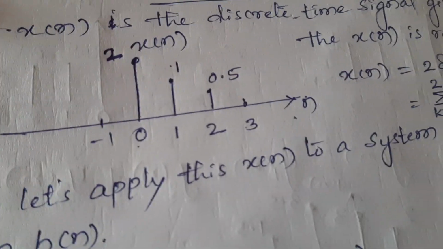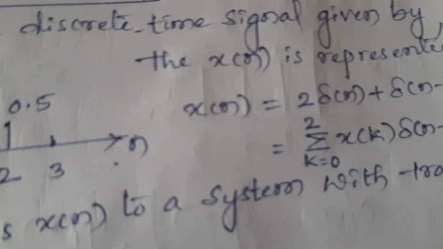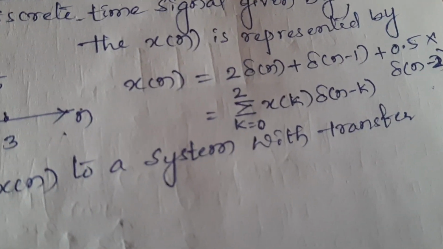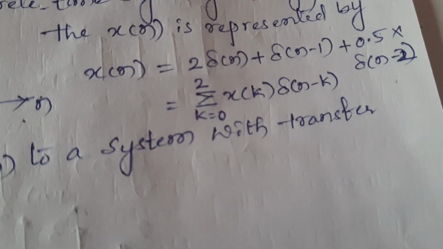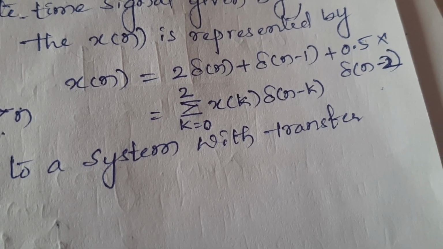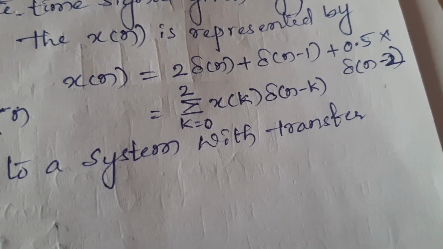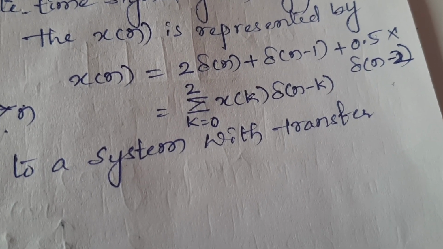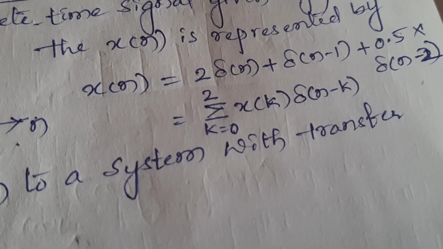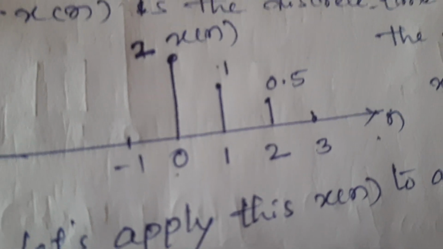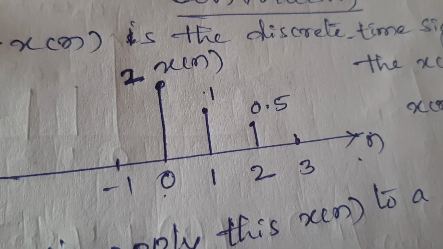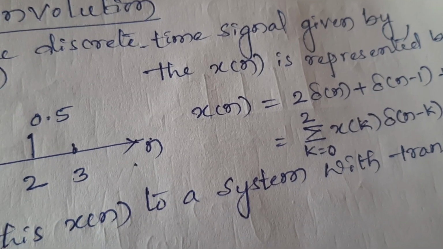Then this x of n signal can be represented in the form of impulse signals: x of n is equal to 2 into del of n plus del of n minus 1 plus 0.5 into del of n minus 2. So altogether it can be written as summation k from 0 to 2 x of k del of n minus k, as the signal runs from 0 to 2. If it is running from minus 1 to 3 or in whatever range, we need to take up that range.